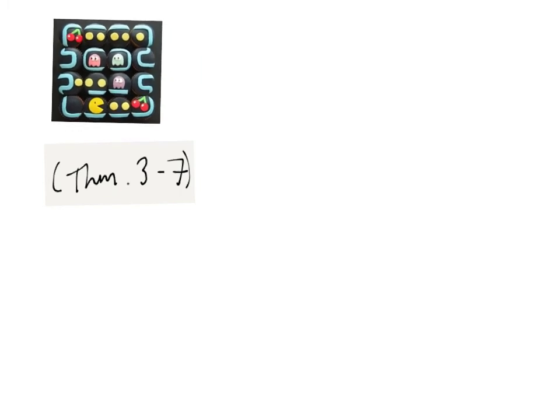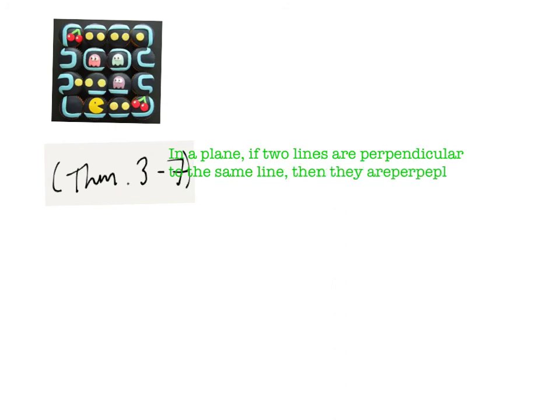That is cute. Okay, now the last 6 lines of our last notes had to do with perpendicular lines, and so does this. Theorem 3-7 says in a plane, if two lines are perpendicular to the same line, then they are parallel to each other. Let me make that a little bit wider for you.